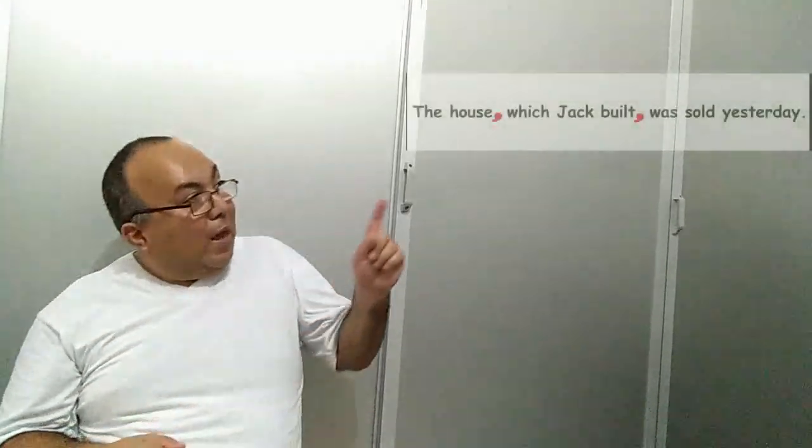Okay? The only thing that you always have to remember is that when we use a relative clause, we have to put it in between commas, a comma at the beginning, a comma at the end of the relative clause, like this.